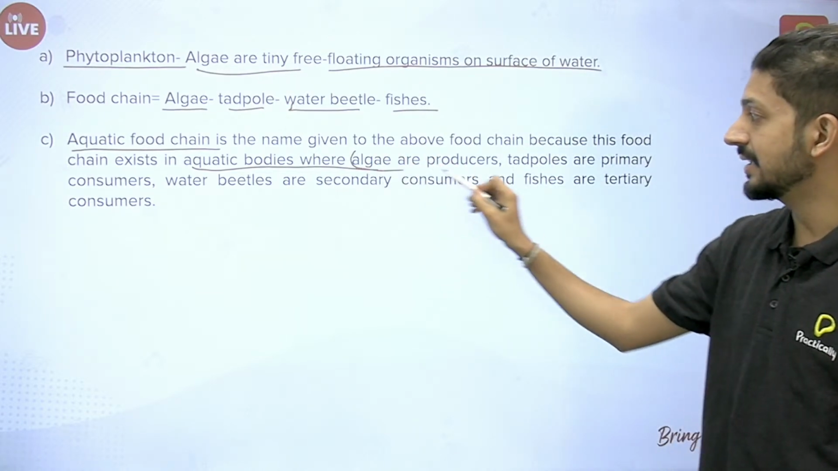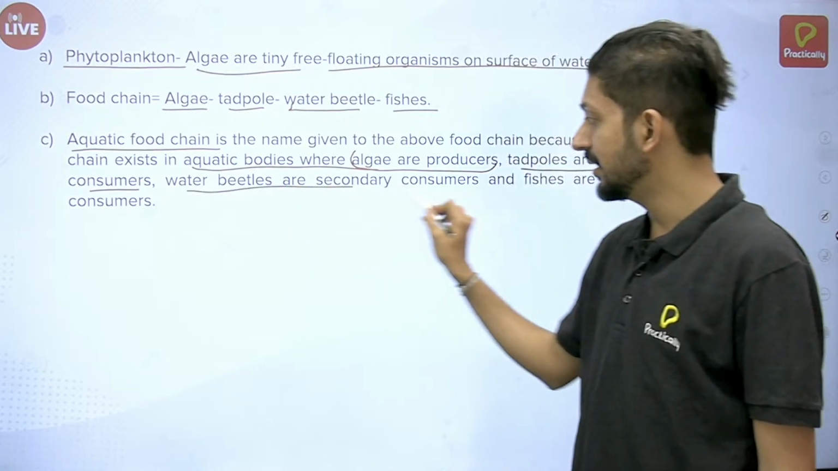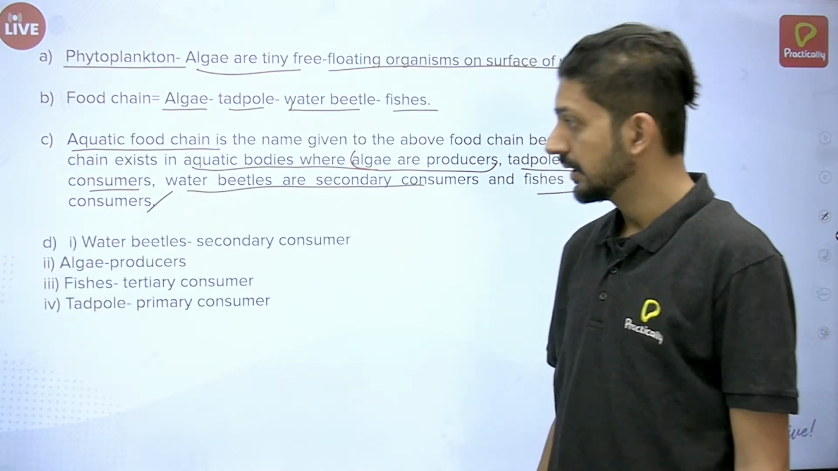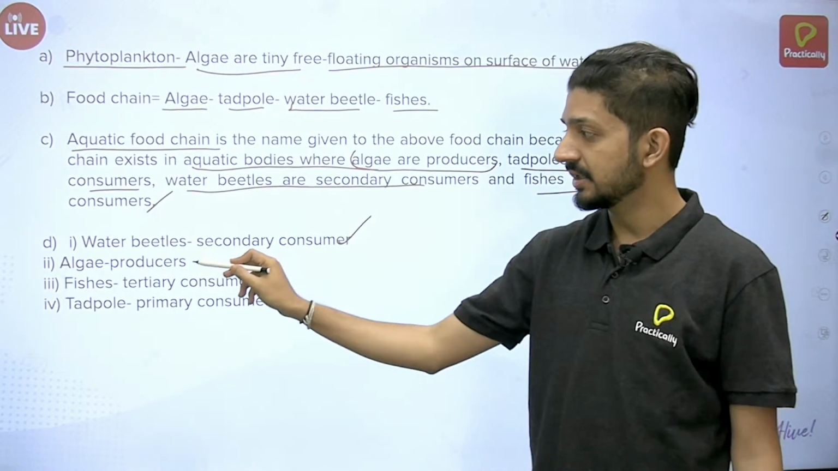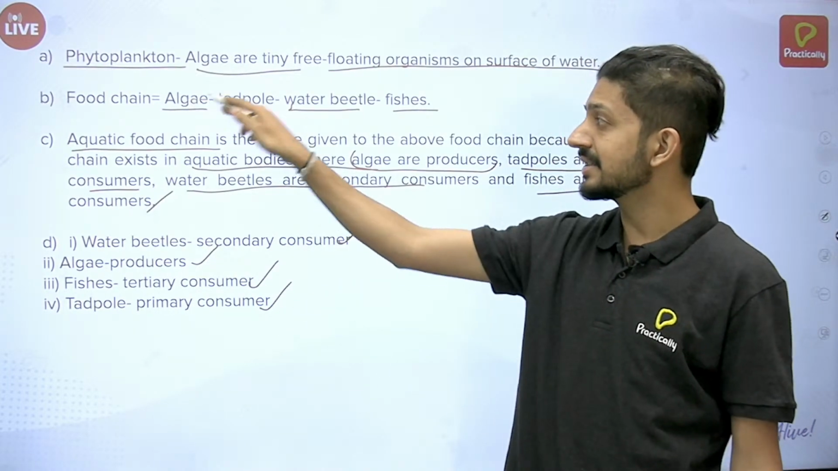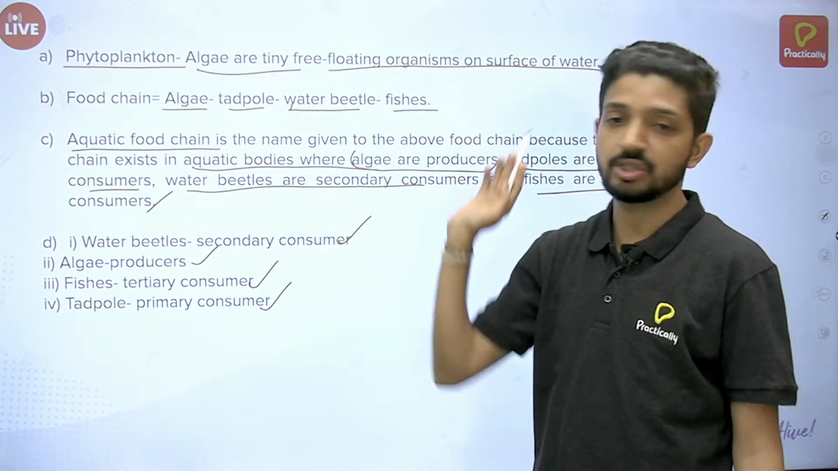As discussed, algae are producers, tadpoles are primary consumers, water beetles are secondary consumers, and fishes are tertiary consumers. Okay. So that's what is mentioned here. Water beetles are secondary, algae are producers, fishes are tertiary consumers, tadpoles are primary consumers. This is as per this sequence: producers, primary consumers, secondary consumers, tertiary consumers.